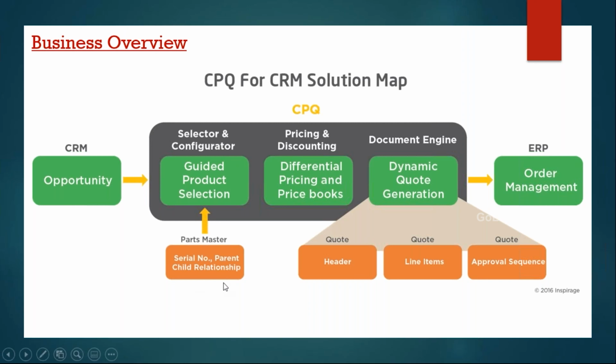Next we have the part master. The part master holds the products, basically we can call them products or items. It can be a batch process where we decide which system is the master and which system is the slave. In general, most CRM or ERP systems are treated as the master and CPQ as the slave, where it imports the parts from the ERP or CRM system into CPQ through a batch process. So that's about the part master here.